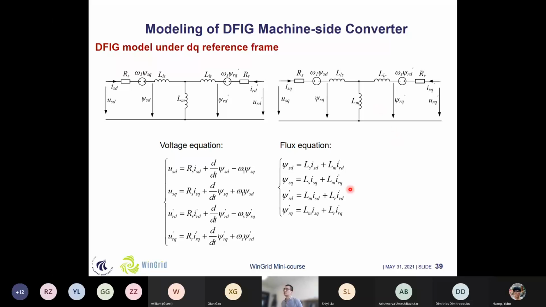And if we try to move forward to the machine side converter, then we need to divide them into two kinds. One is the DFIG, and the other one is the PMSG. So first, let's start with the modeling of the DFIG. So this is a typical model of the DFIG under the DQ reference frame. Here we can see that based on these two models, we can simply know the voltage equations and the flux equations under this DQ reference frame. And now we can deduce the modeling of this DFIG based on these two equations.